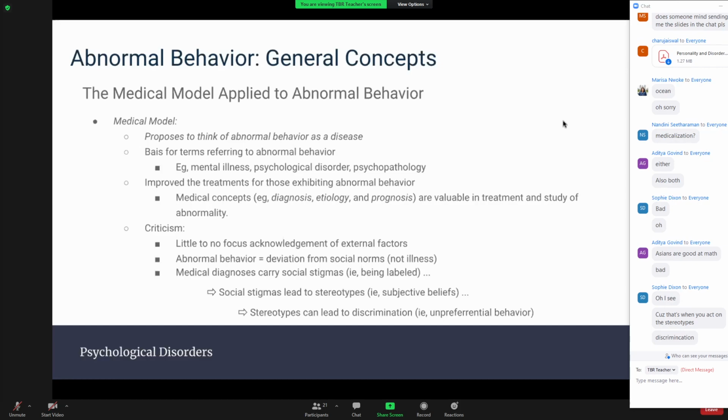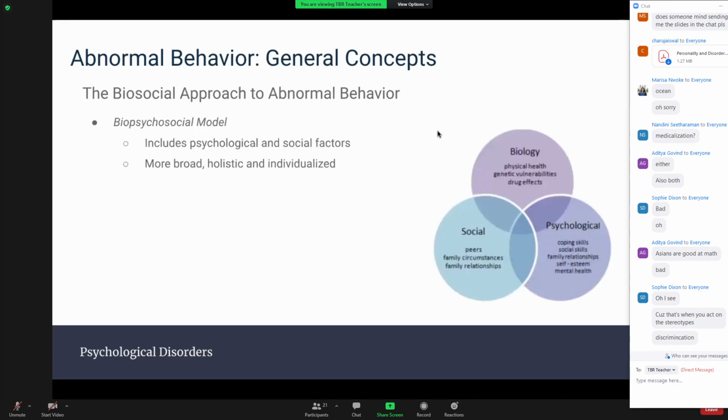Discrimination, exactly. Sophie brought a really good point that you must have very clear in your head, is that discrimination is an act. If it doesn't leave your brain, it's not discrimination. It's only when it becomes an actual formal act. Okay, so that's a criticism of the medical model. Something to keep in mind.